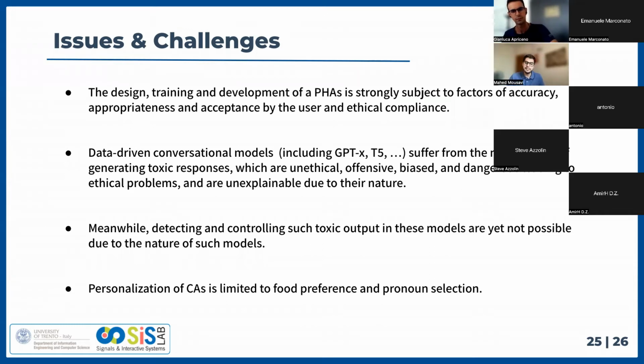So here, since the personalization should go much further than food preference or pronoun selection, we need to be more careful. We need to be able to handle such toxic outputs. Though the issue that is basically limiting us is that these systems, due to their nature, are not explainable. It's very hard to control their output.